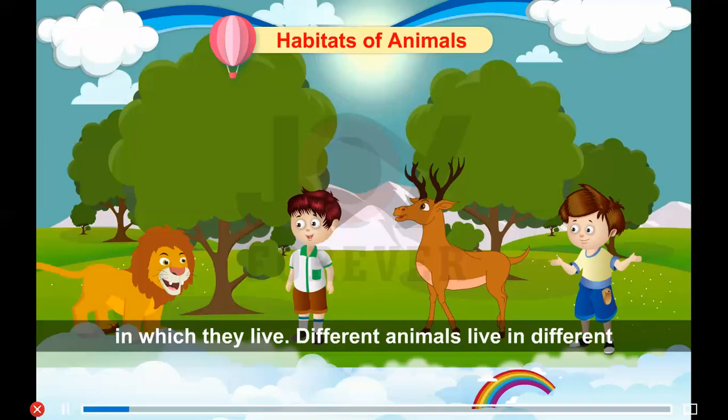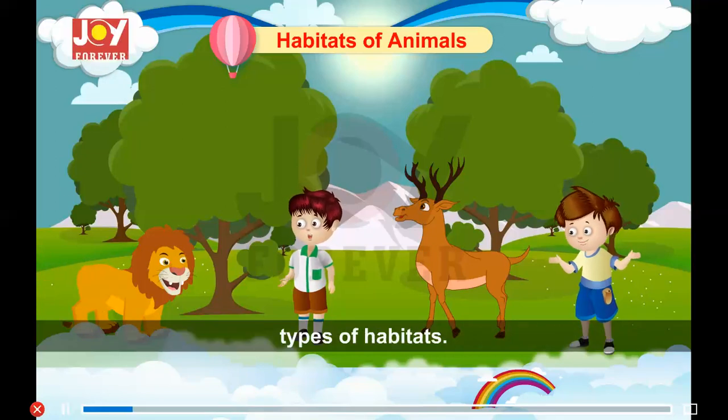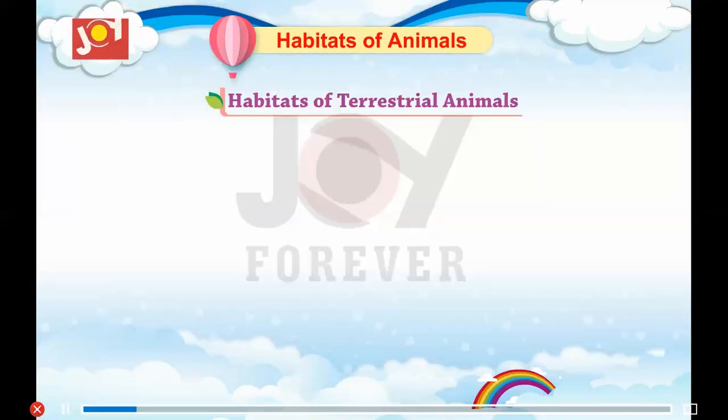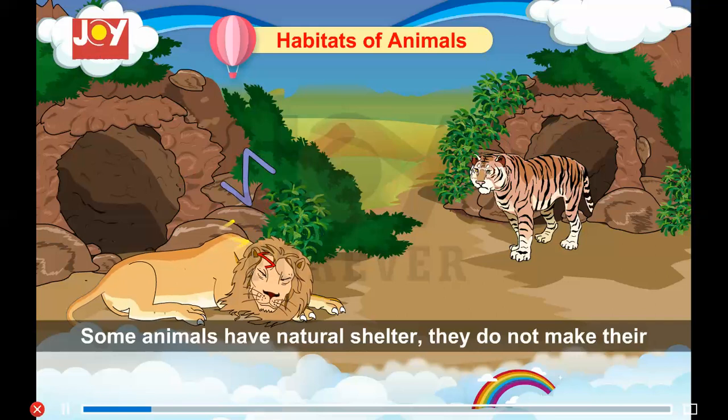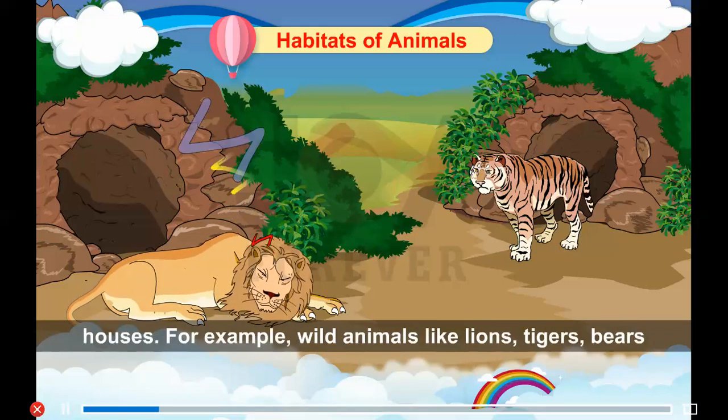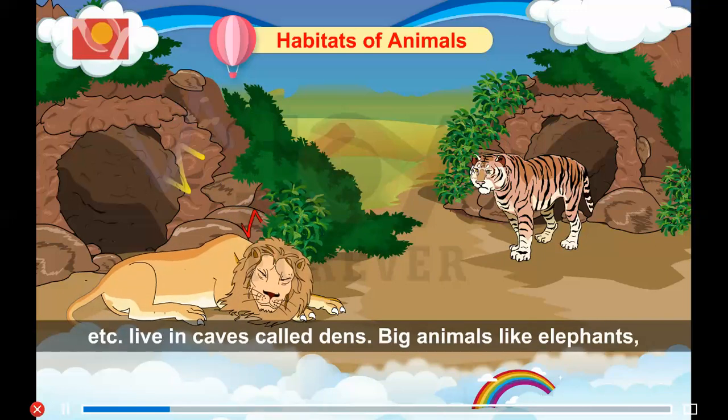Different animals live in different types of habitats. Habitats of terrestrial animals. Terrestrial animals are those animals that live on land. Some animals have natural shelter. They do not make their houses. For example, wild animals like lions, tigers, bears, etc. live in caves called dens.